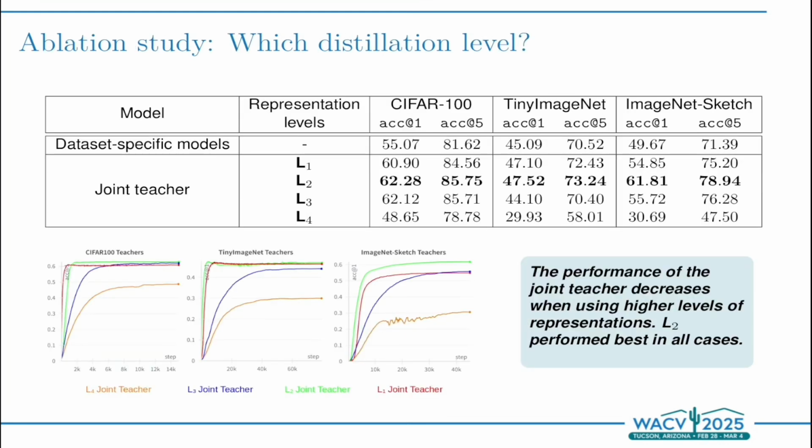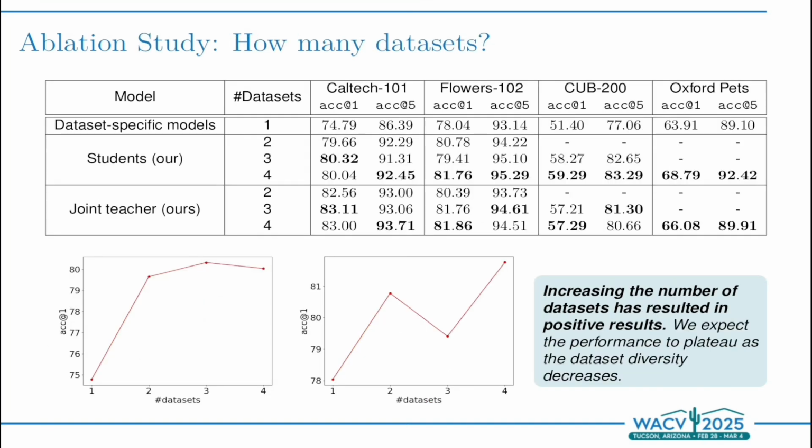We also conducted multiple ablation studies to understand our method better. The first being which distillation level is more beneficial for our distillation. As expected, we observed that the performance of the joint teacher decreases when using higher levels of representations. We continue to study the effect of increasing the number of datasets for our method. As of now, increasing the number of datasets has resulted in positive results.